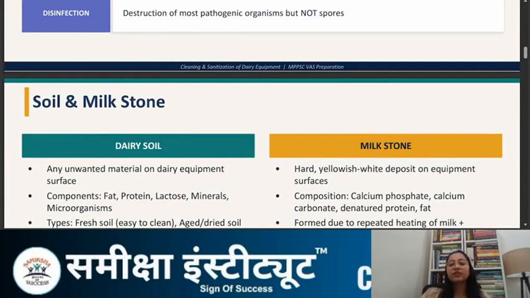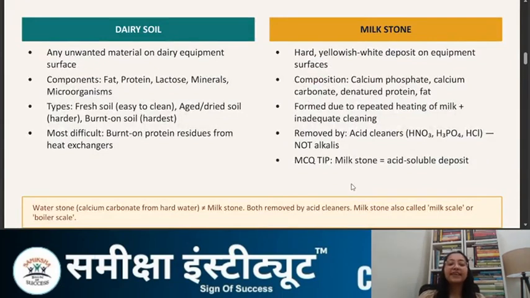Okay, next coming to the soil and milkstone. So what do you mean by dairy soil and dairy milkstones? Dairy soil is any unwanted material present on the dairy equipment surface, which includes fat, protein, lactose, minerals, microorganisms. These are combined together and present on the dairy equipments. We do not want that, because we want our equipments to be clean, to be sterile, to be sanitized, and so we want to remove all these from the dairy equipments.